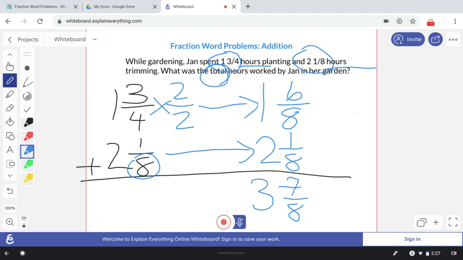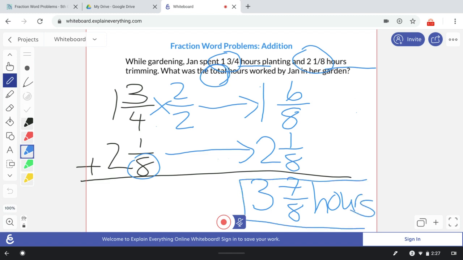if there are words in the problem, you need words in your answer or your answer is not complete. So I need to figure out 3 7/8 what? Right? So I go back and I reread to make sure I know what my units are. So while gardening, Jan spent 1 3/4 hours. Okay, so 3 7/8 hours.